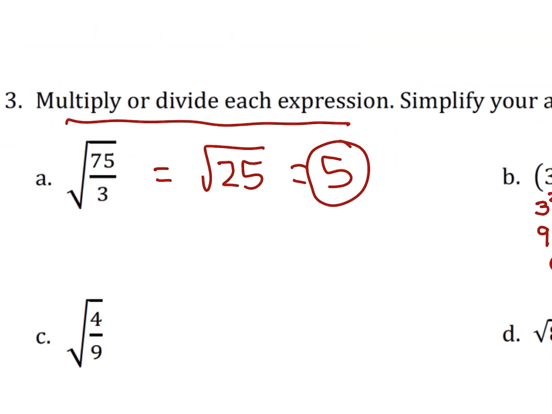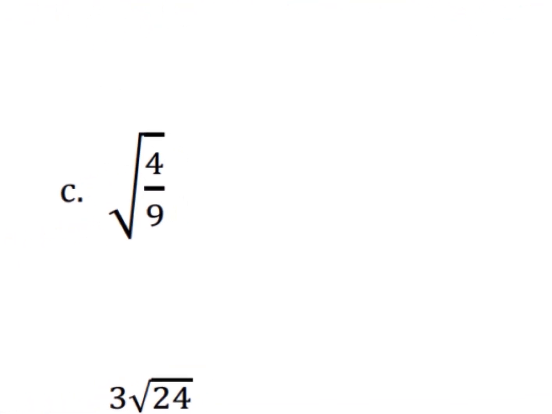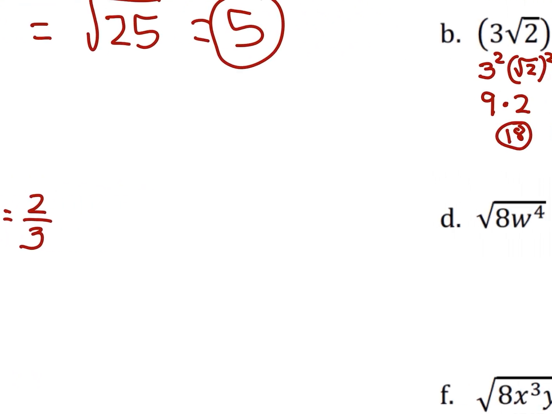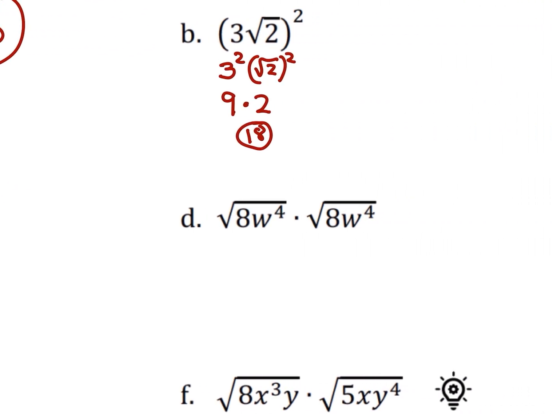Okay, let's go to C, and I'm going to stay zoomed in so you can see this really clearly. C is kind of nice. We can't simplify 4/9, but we can take the square root of each portion. The square root of 4 is 2, the square root of 9 is 3, and we are done just like that.